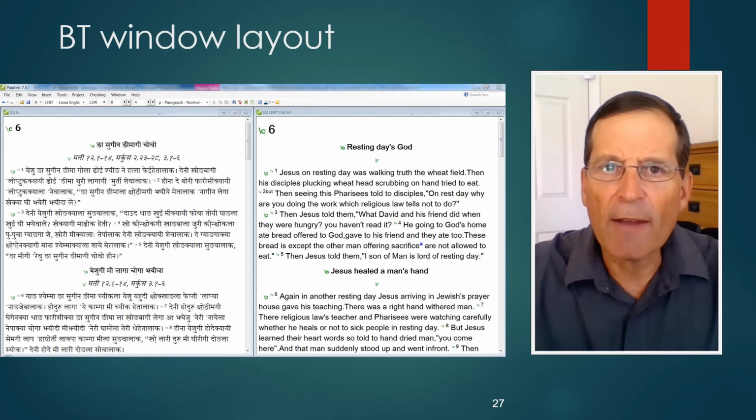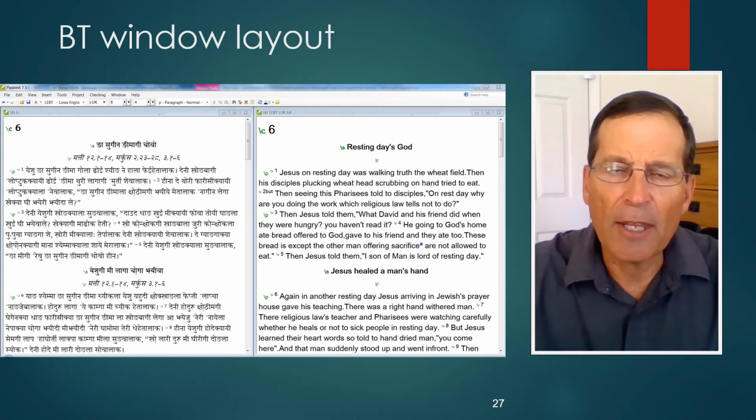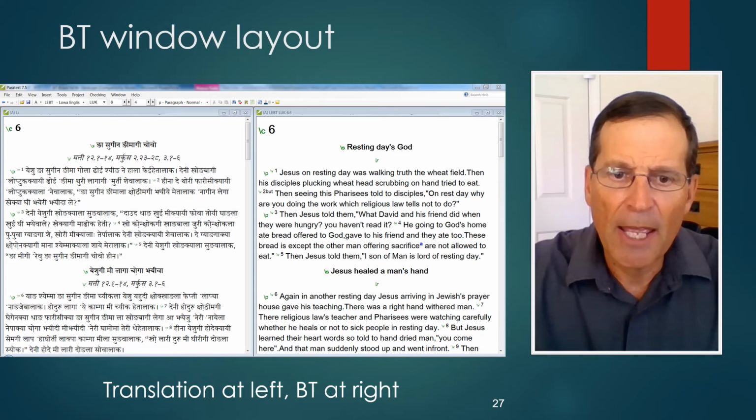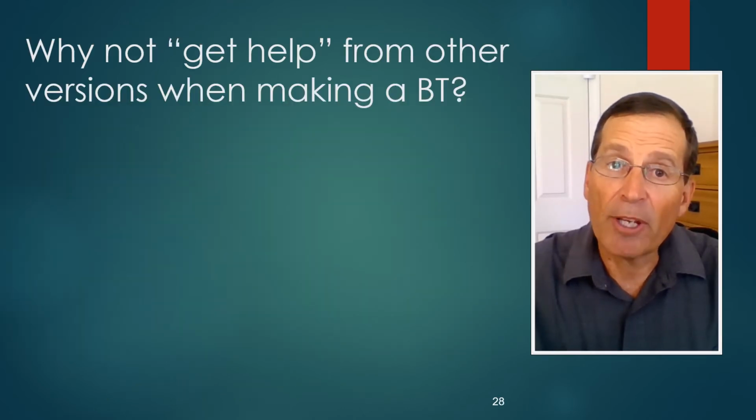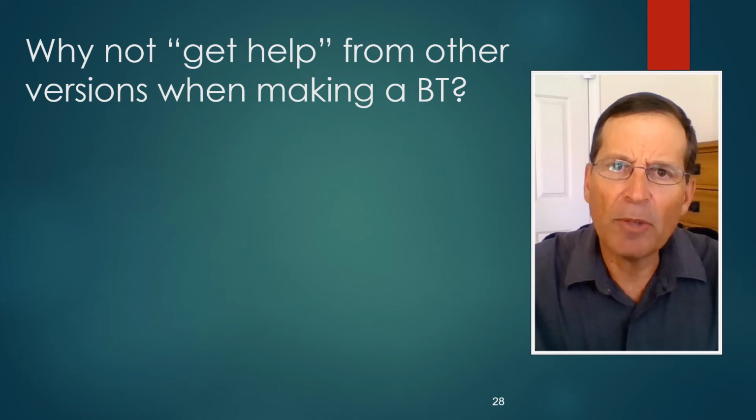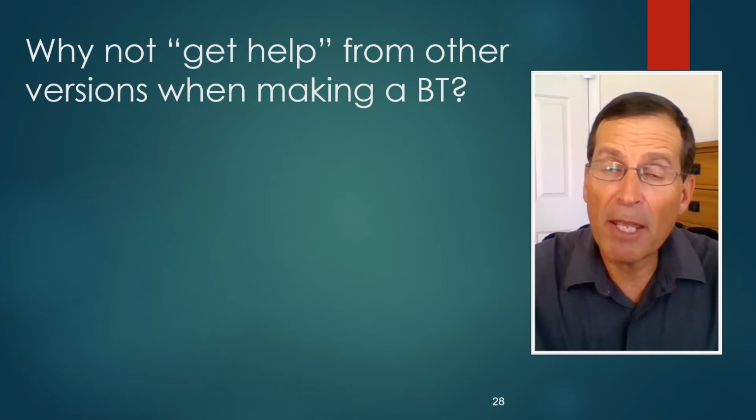In Paratext, we have saved a layout for you that you can use when making a back translation. So here, the team's translated text is in the left window, and the back translation project is in the right window. Only these two versions are open, no other versions. Let's say, for example, that English is a bit difficult for the back translator. So why not get help from other English versions when making a back translation?